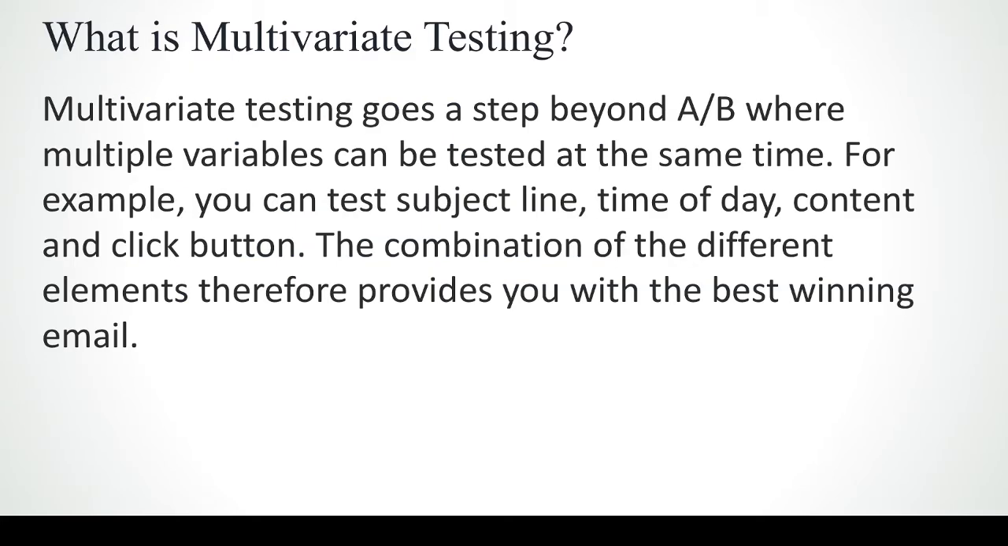Well, unlike A/B testing, multivariate testing can test multiple variables at the same time. For example, you can test subject line, time of day, content, and click button before deploying your main email to the majority of your list. The combination of the different elements can also be tested, which will provide you with the best winning email.